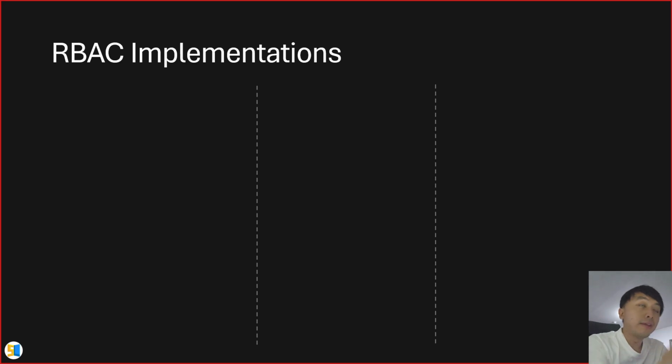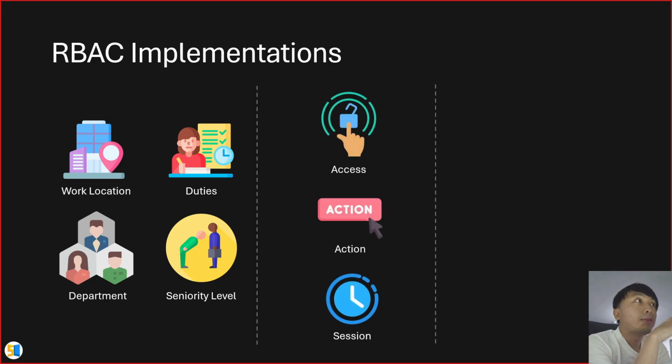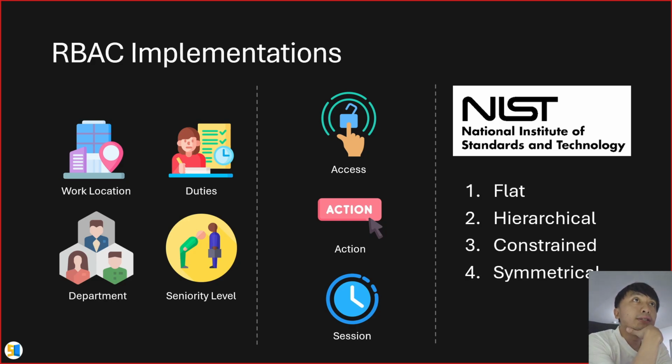And to implement RBAC, we usually group the requirements based on job conditions. The roles are usually defined by group, based on work location, duties, department, or seniority level. And then, based on those roles and permissions, it determines what access a user can have, what actions they can do with their permissions, and how long they can have the permissions. And to implement this, the National Institute of Standards and Technology created 4 levels of RBAC that we are going to discuss in the following slides.